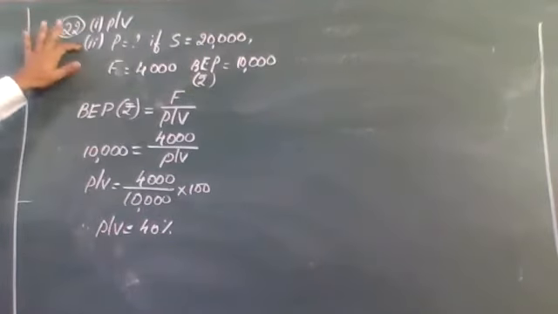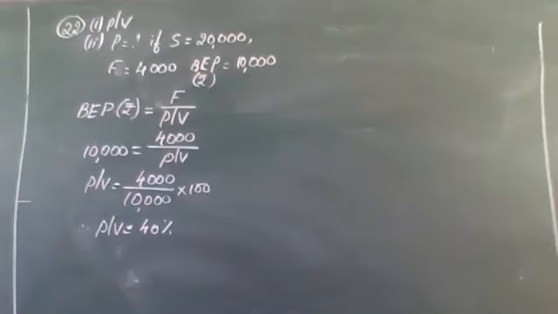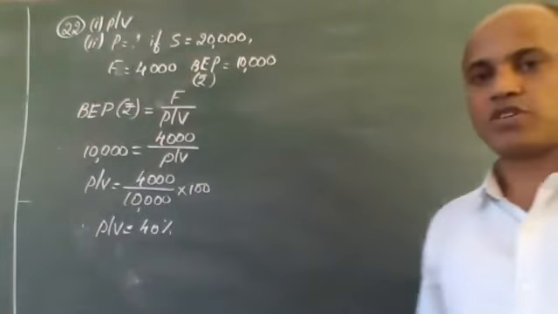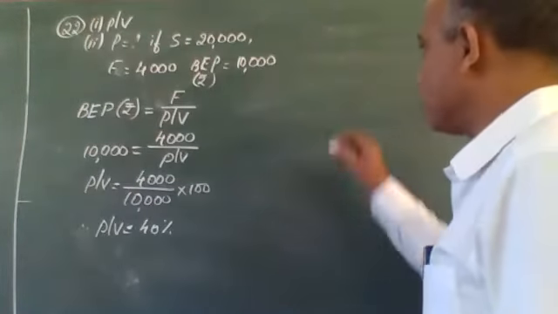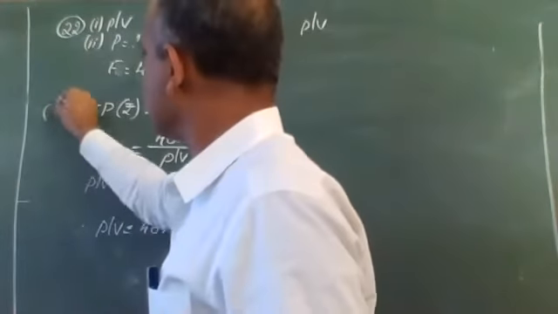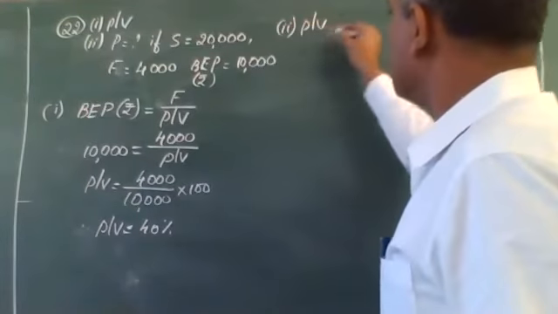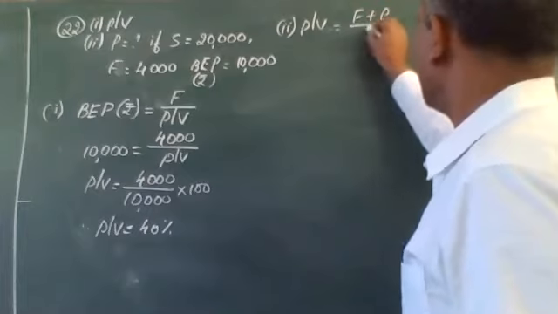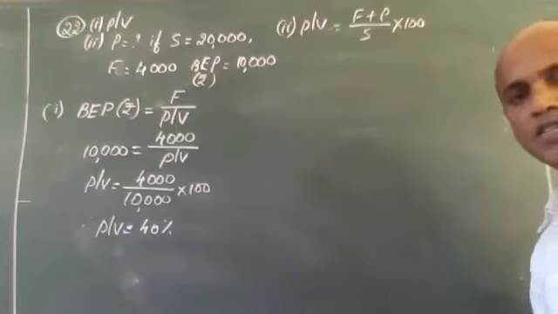Now I'll go for the second question. What is he asking? Find out the profit if sales is 20,000. So profit when sales is given, sales when profit is given, in all these situations, the only rescue for us is missing information formula. What is that formula? PV ratio is equal to, this is my first bit where I got the PV ratio. And this is my second bit. I'm doing PV ratio is equal to F plus P by S into 100.